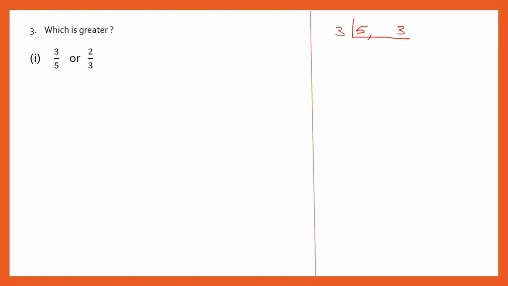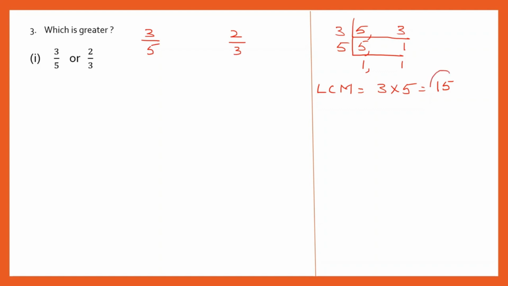3. I bring down 5, it's not divisible. 3 ones are 3. I continue with 5. 5 ones are 5. So my LCM will be 3 into 5, which is 15. Okay, so now let me write down these questions. 3 by 5 or 2 by 3, which is greater.